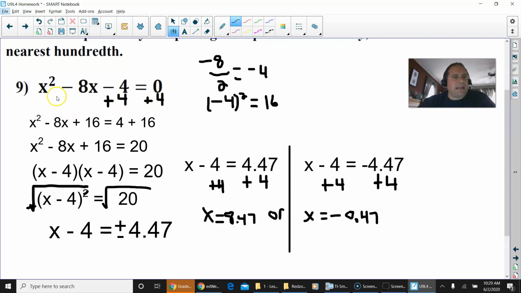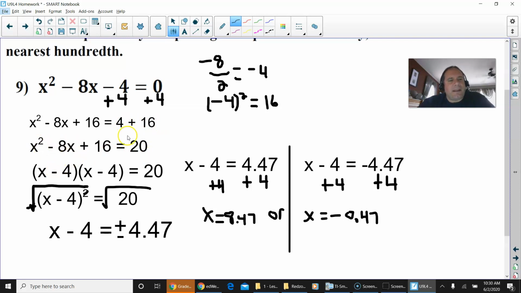I did get x squared minus 8x equals 4, and then I just put -8 divided by 2 equals -4, and I squared -4, and I got 16. I took -8 divided by 2 because this is the b. So I added 16 on both sides, and this is what I have right here, and I got x squared minus 8x plus 16 equals 20, because 16 plus 4 is 20.